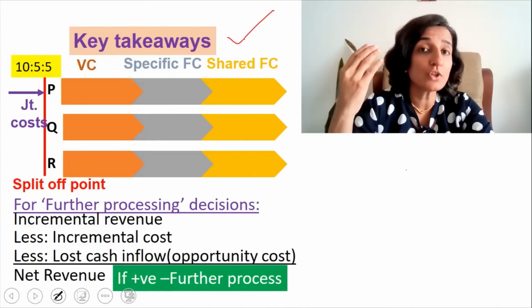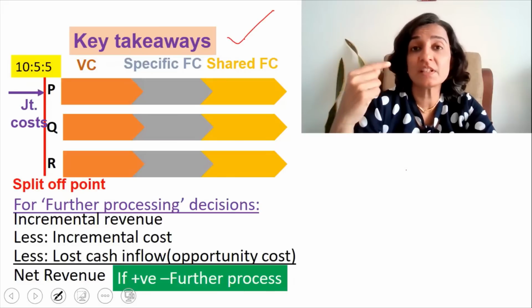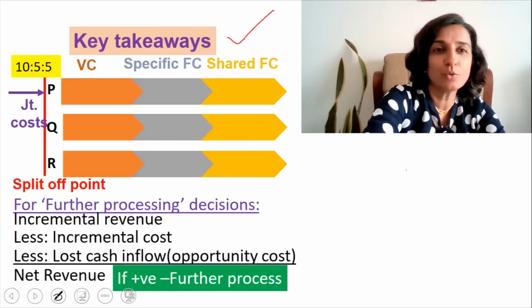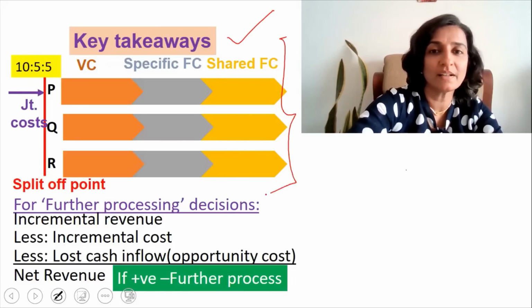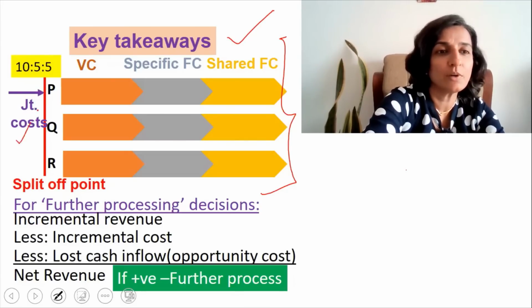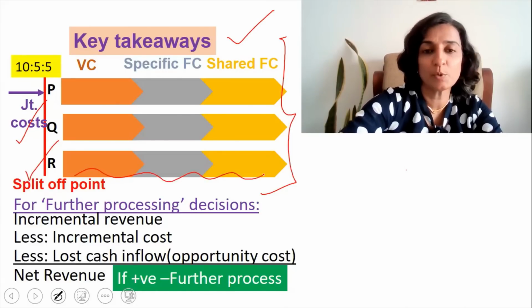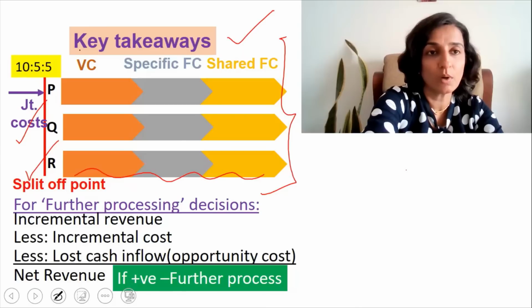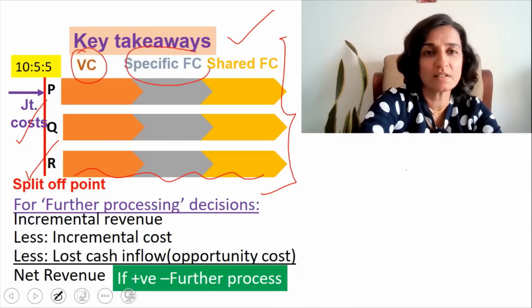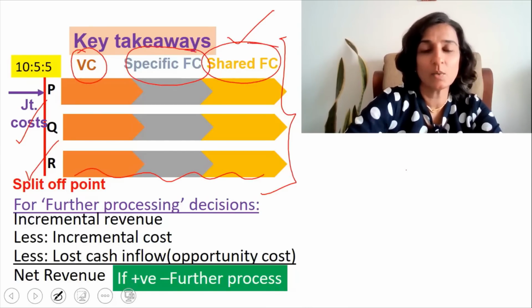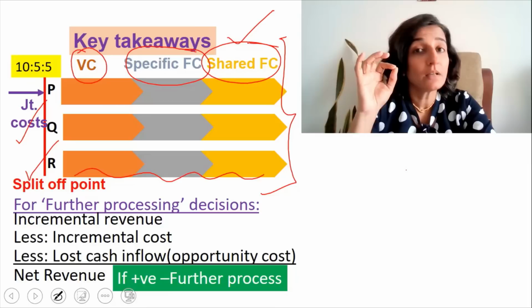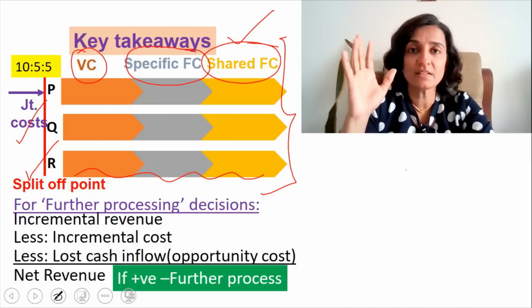Now let's take a quick look at the key takeaways from this question. Whenever you are given a joint product wherein the further processing decisions have to be taken, you have to draw a diagram like this. So first you have the joint cost, then you have the split off point, and then you have the further processing cost divided into three. One is the variable cost, the other one is the specific fixed cost, and the third one is the shared fixed cost.